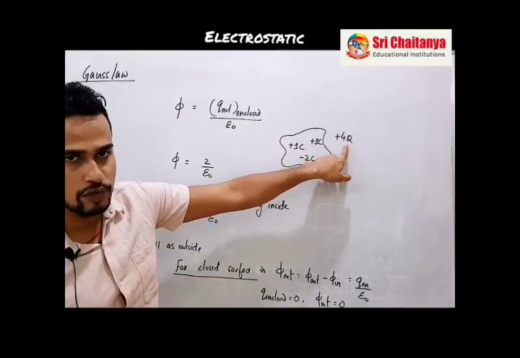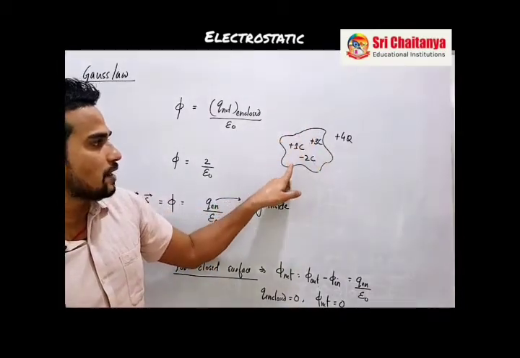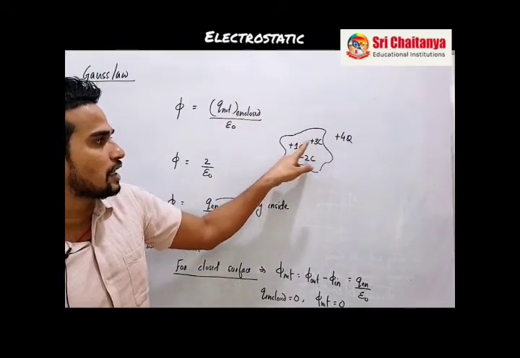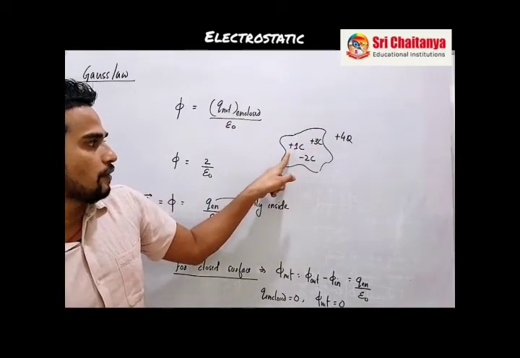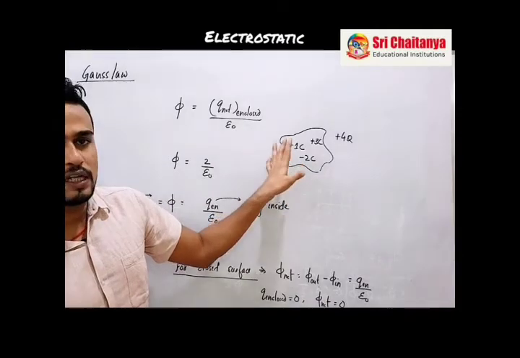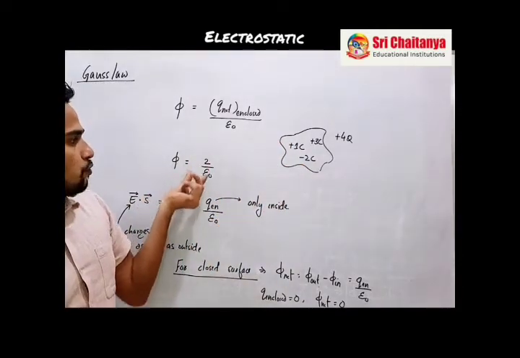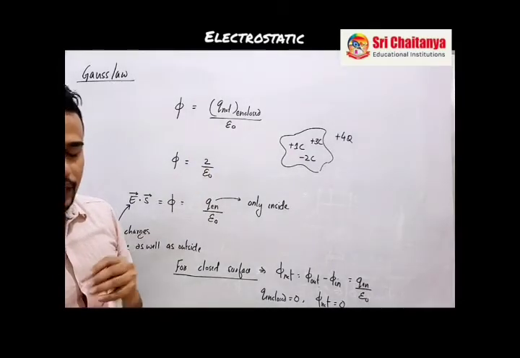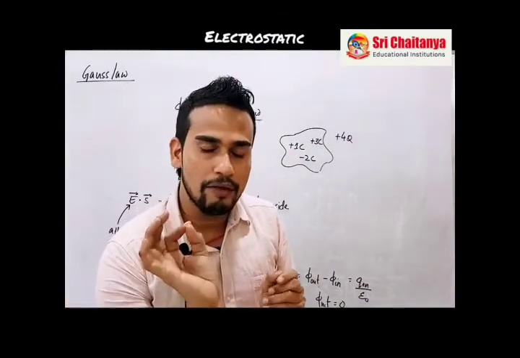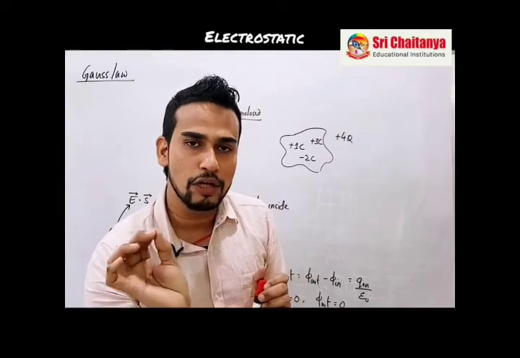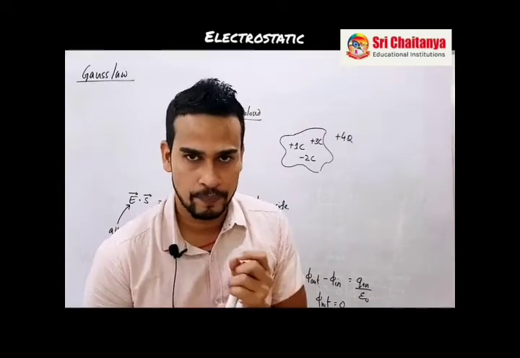So you have to see the charges present inside. This charge you don't have to see. You have to see only the charges which are present inside. If you calculate the total charge present inside, 3 plus 1, 4, 4 minus 2. So the total charge present inside will be 2. So flux will come 2 by epsilon naught. So with the help of Gauss law, we can find the flux, that is Q enclosed by epsilon naught.